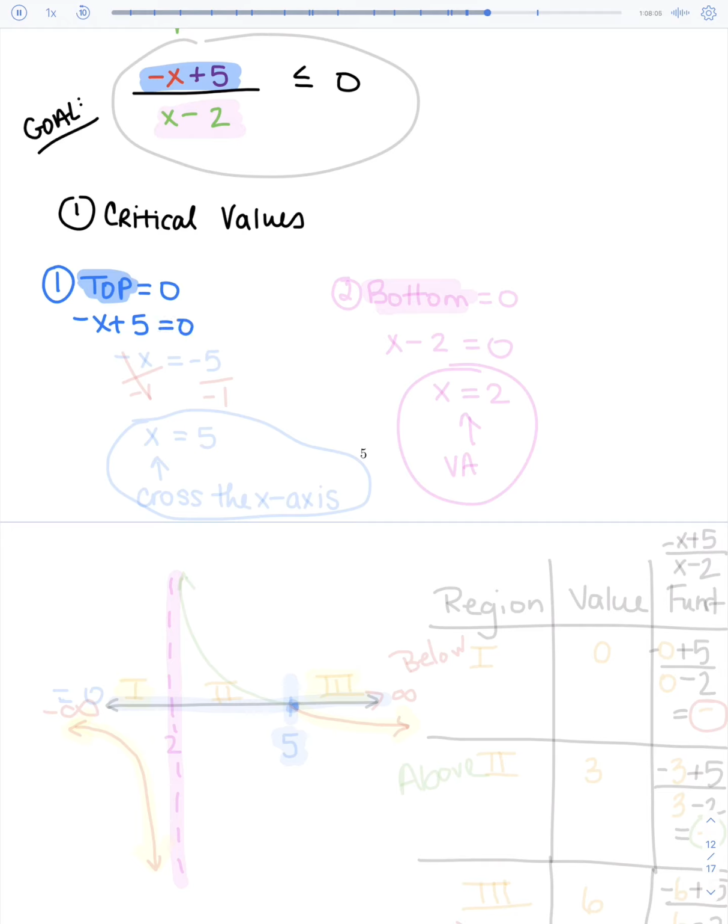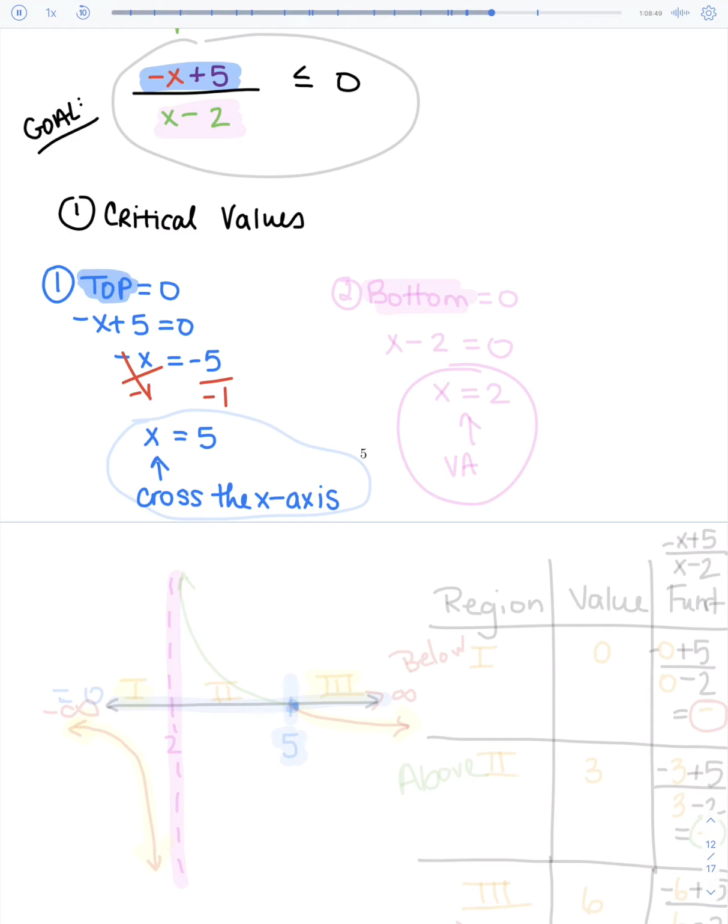The first thing you do is subtract 5 from both sides. That'll give you negative x equals negative 5. And then you'll divide both sides by negative 1. That'll turn this x into a positive x, and it will turn the negative 5 into a positive 5. And remember what this is. This is where you're going to cross the x-axis, because this is when the top of your fraction equals 0. When your top equals 0, you end up with 0 divided by something, which will still give you 0, which is where you're going to cross your x-axis.